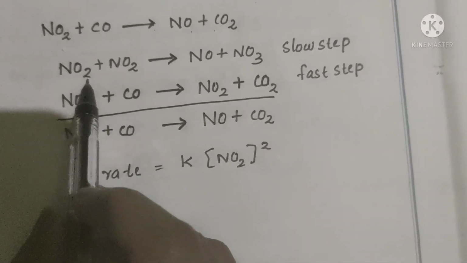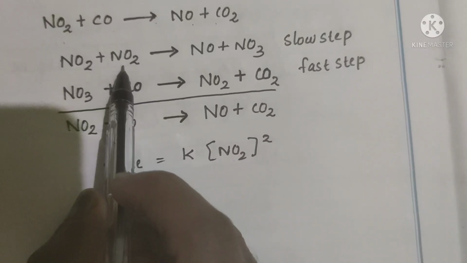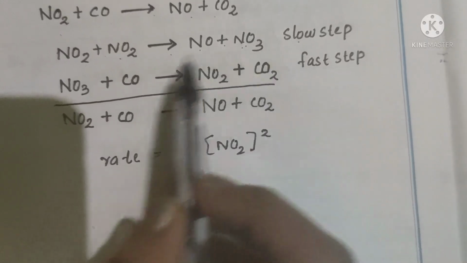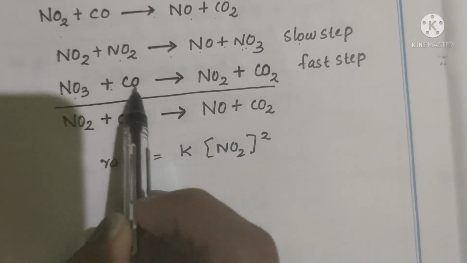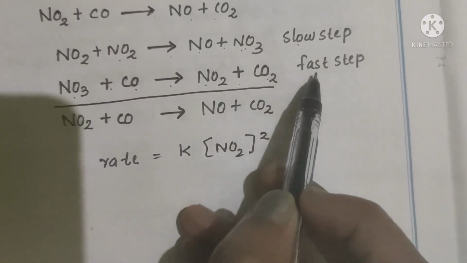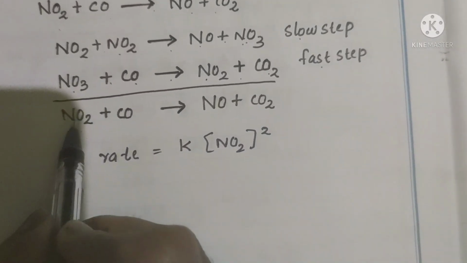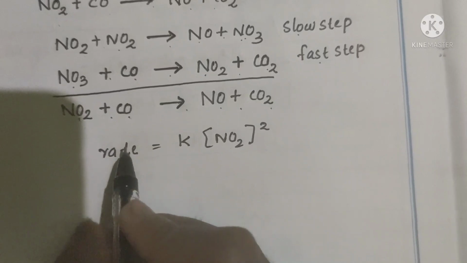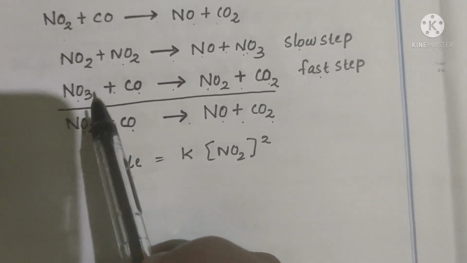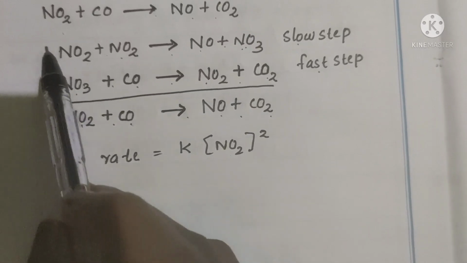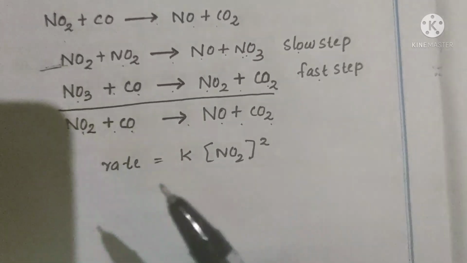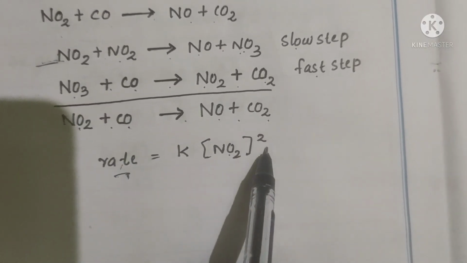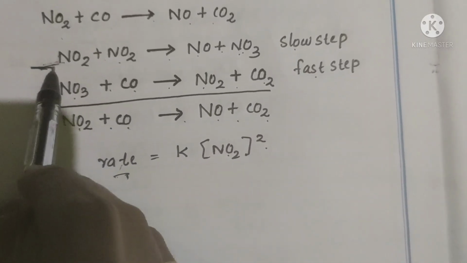In this example, NO2 plus NO2 gives NO plus NO3. This is the slow step. And the next step is NO3 plus CO gives NO2 plus CO2. This is the fast step. And the overall reaction is NO2 plus CO gives NO plus CO2. In this reaction, the rate determining step is the slow step. Then rate equals k[NO2] square. This is the rate determining step.